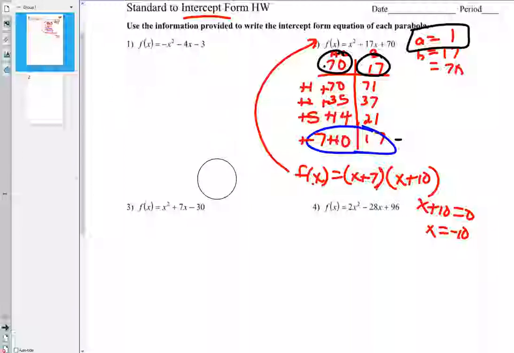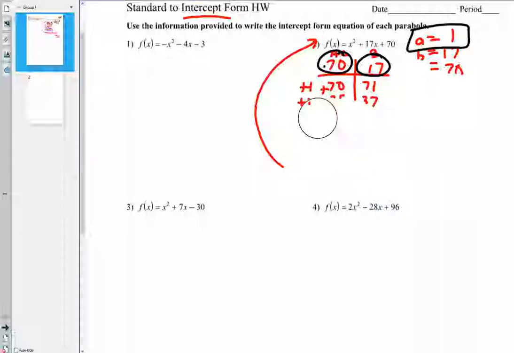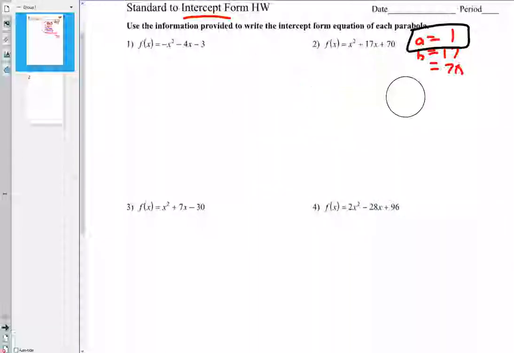All right, let me give myself some space here. We'll go back to number 1 after this one. Let's do number 3 next.